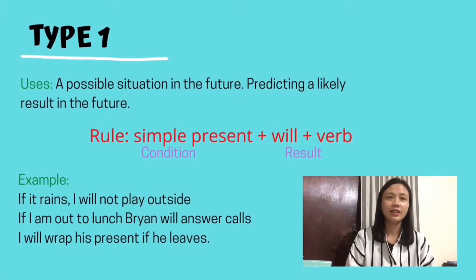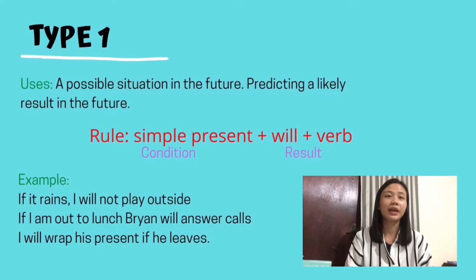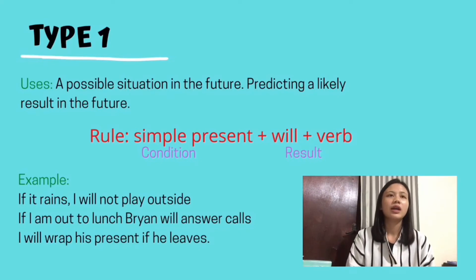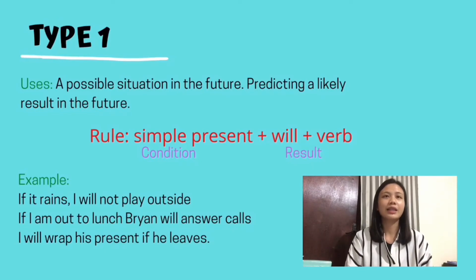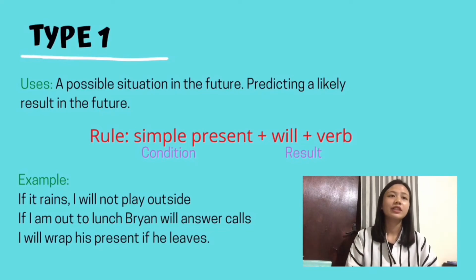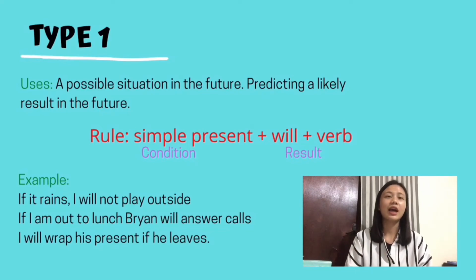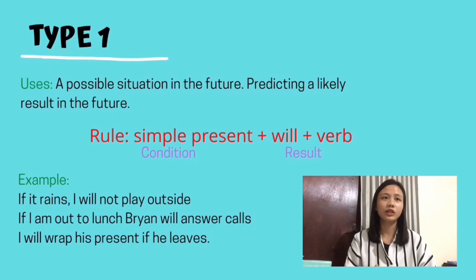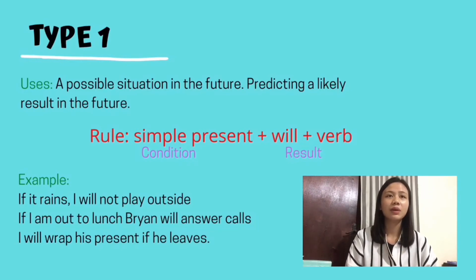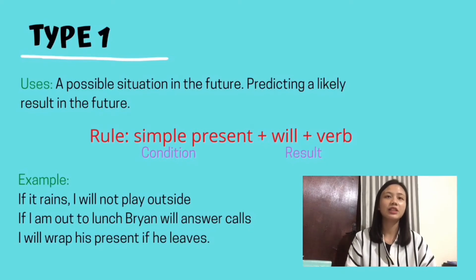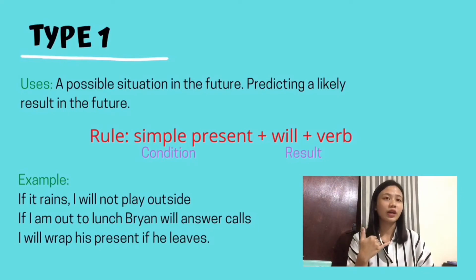A first conditional sentence is a sentence that expresses an idea that might happen at some point in the future. It is something that is possible, but it certainly is unknown because it depends on another event. For example, if it rains, I will not play outside. If I'm out to lunch, Brian will answer a call. I will wrap his present if he leaves.